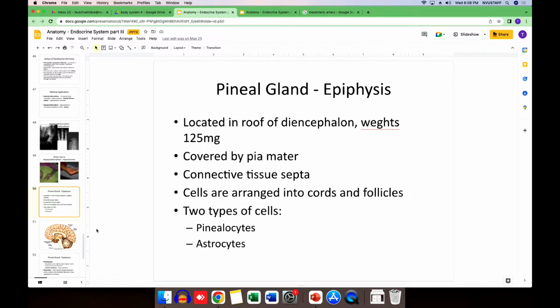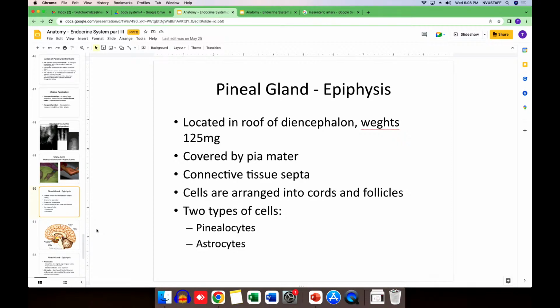So let's talk about our pineal gland, called the epiphysis, and it is located in the roof of the encephalon. And from today's lecture, you already know three structures located in the roof of the encephalon: the neurohypophysis, which is derived from the encephalon, our pineal gland, and our optic nerve, right?